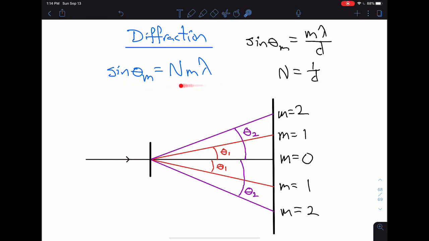Pretty straightforward formula. Not the simplest one we've had, but still pretty straightforward. You just need to be clear on what the idea of an order is. You need to have that straight and what these angles are. And then it's just a matter of plugging and chugging.